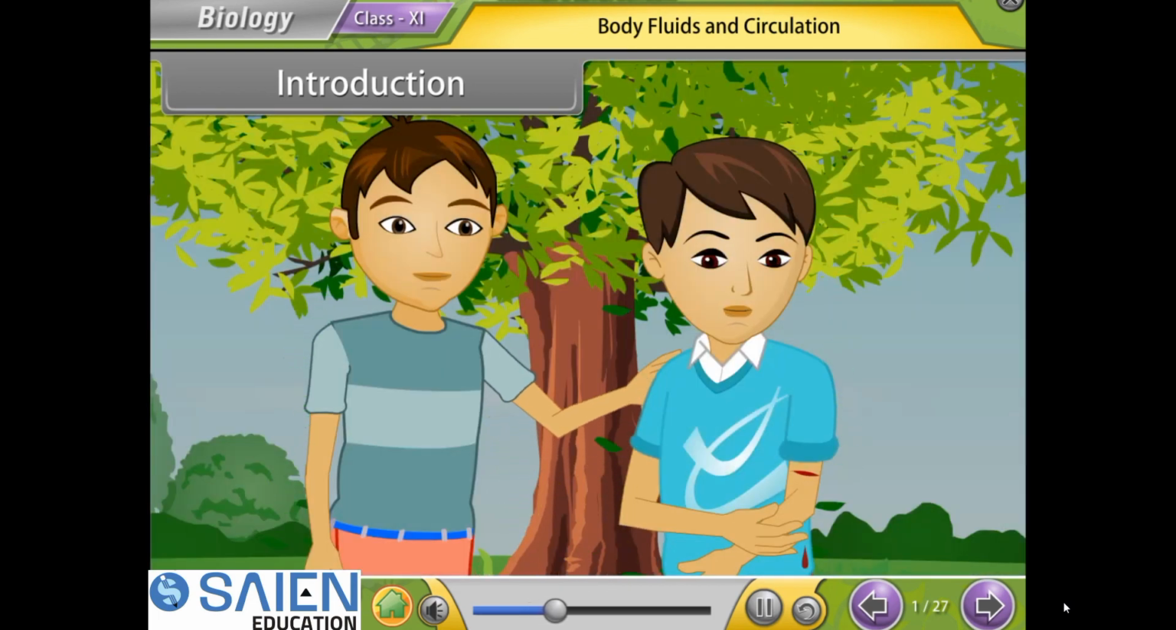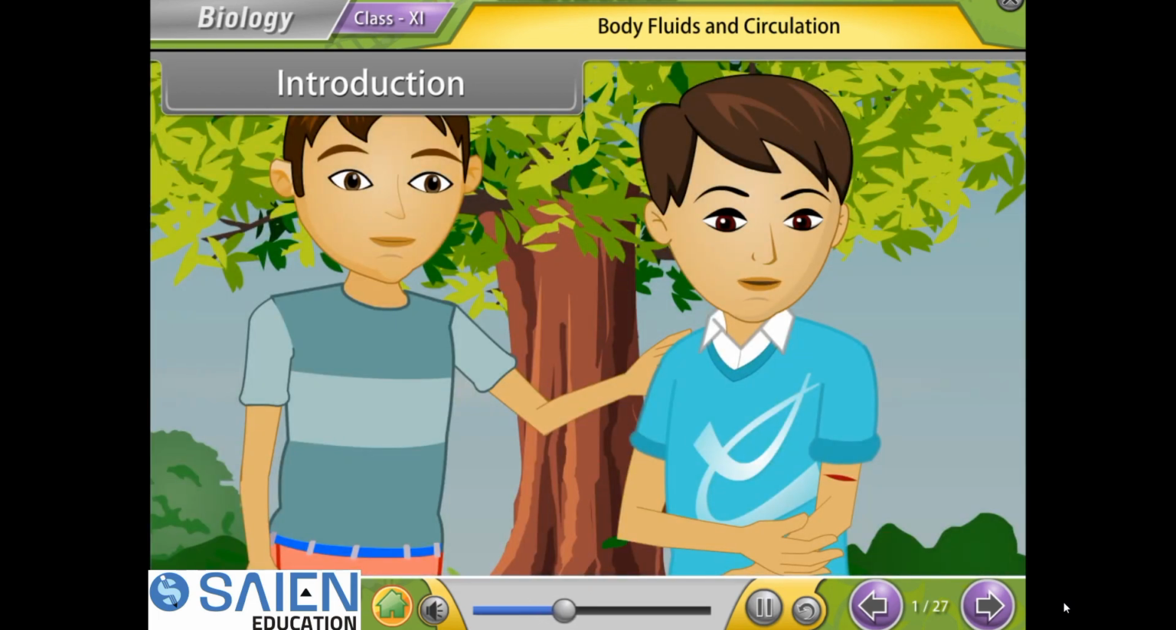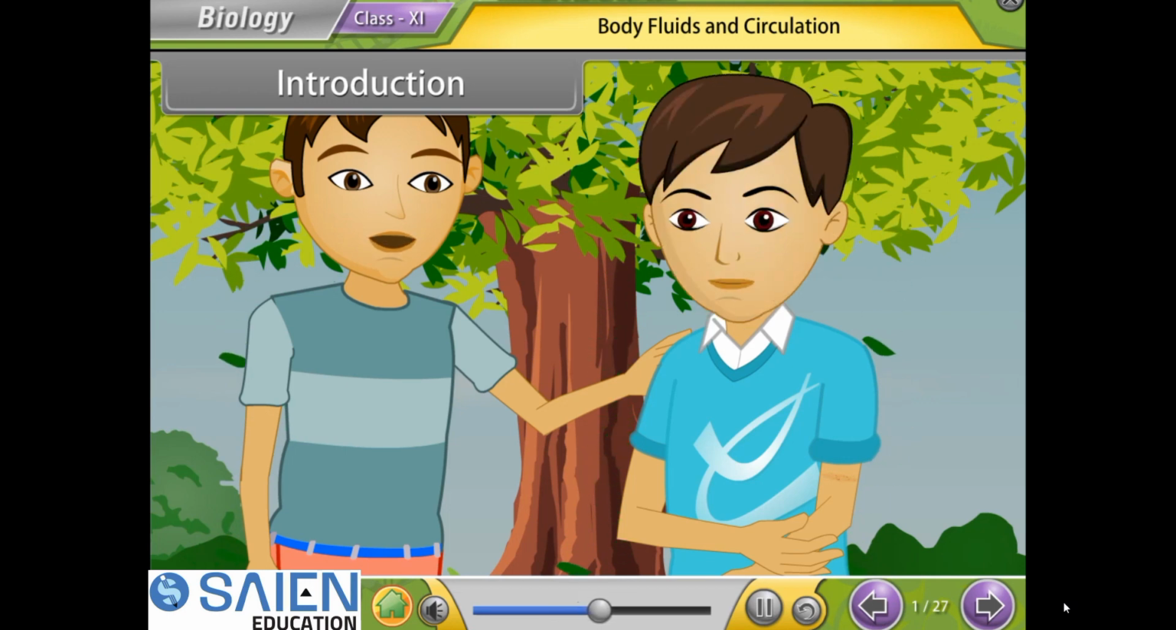Oh, it's paining. Aryan, see, a layer is formed over the injury and bleeding also stops. How does it occur? Yes, our body has its own mechanism to act on injuries, and it forms a layer of protein over the damaged area which prevents the loss of blood. Wow, it's quite interesting. Will you tell me more of it?